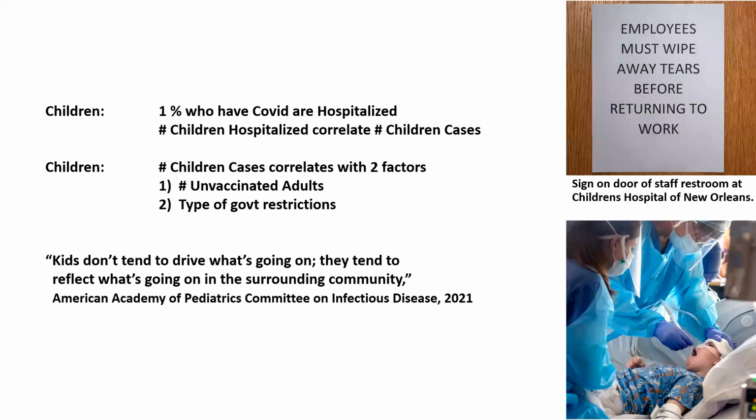The quote on the bottom is a statement by the American Academy of Pediatrics Infectious Disease Group this year. Their quote is, kids don't tend to drive what's going on. They tend to reflect what's going on in the surrounding community. So children just do what they normally do, and the amount of kids that will get sick just depends on how widespread COVID is in the community. Along those lines, there haven't been that many kids getting COVID at school from other kids. Some of it has been through staff or outside of school. Just as an FYI.